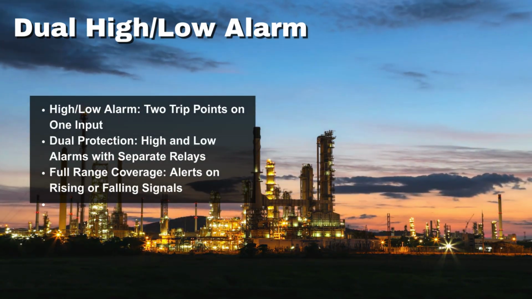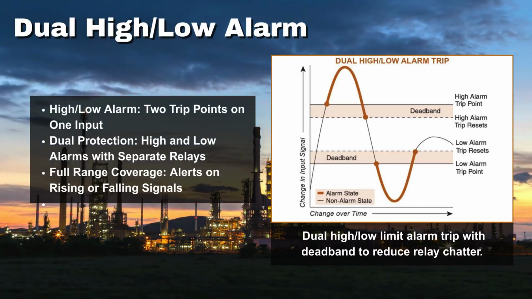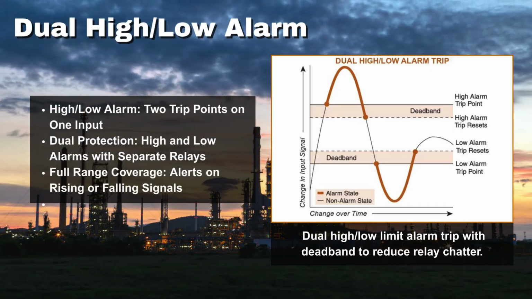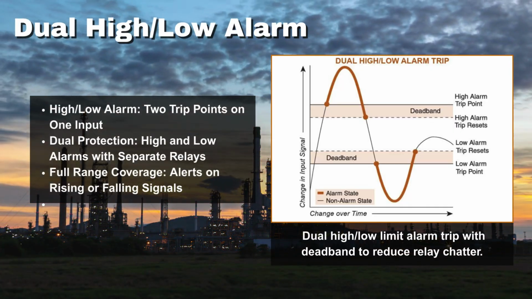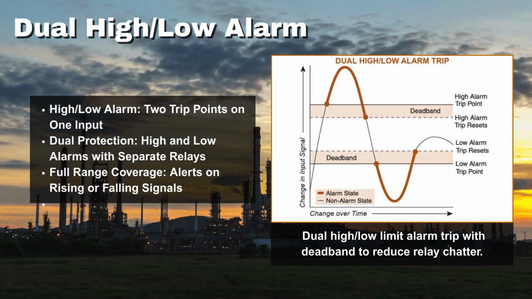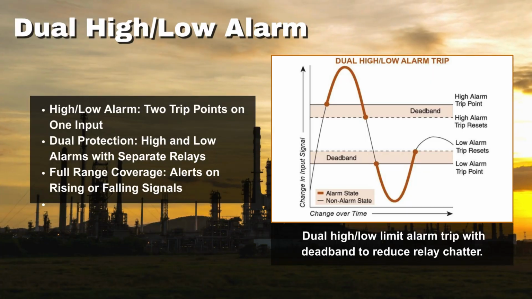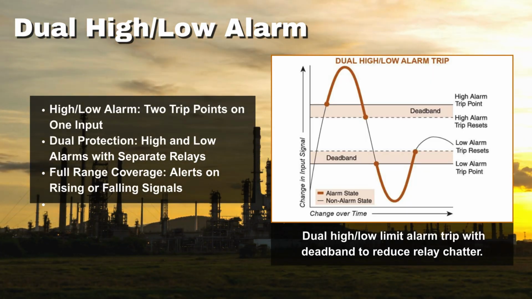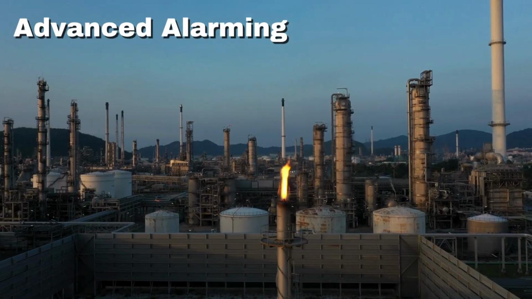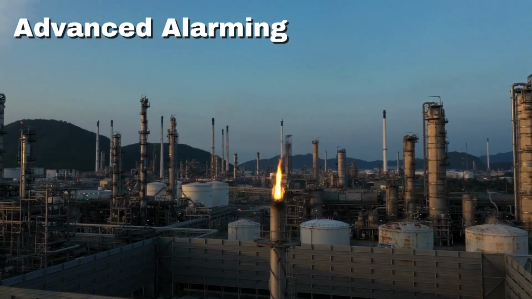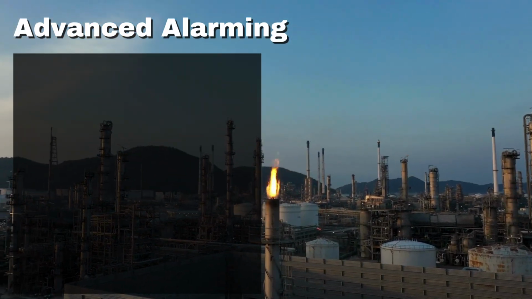A high-low alarm monitors a single input with 2 independent trip points, one high, one low. Each activates its own relay, providing protection at both ends of the signal range and allowing for both early warnings and shutdowns as needed. Limit alarm trips can also offer specialized alarm types for more advanced monitoring and control.